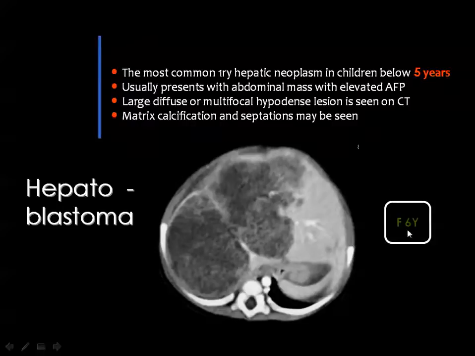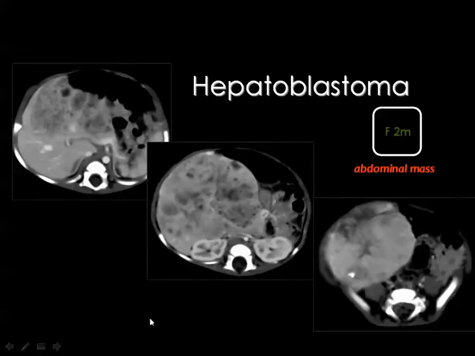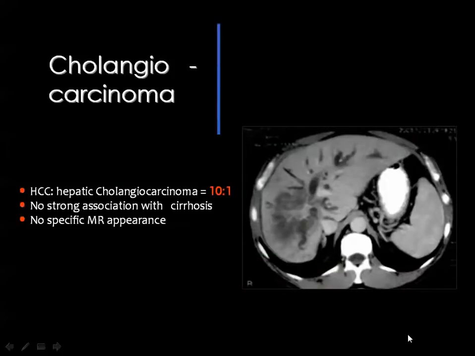And you see this female child, 6 years old, with a big mass involving most of the liver parenchyma, leaving this area in the liver. And this is a 6 months old male, a child showing a huge mass in the left lobe of the liver, diagnostic of hepatoblastoma. And this is the female infant, 2 months old, with a huge mass infiltrating the left lobe and sagging from the inferior hepatic surface, showing foci of calcification. And this is the gross specimen of hepatoblastoma affecting the right hepatic lobe.